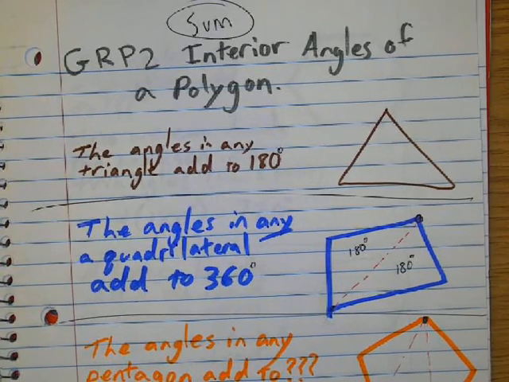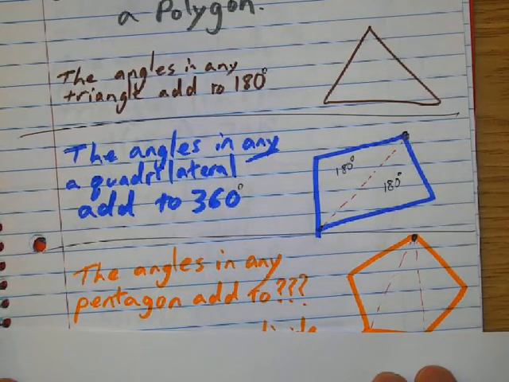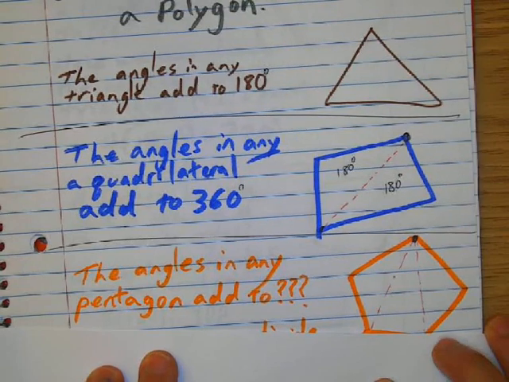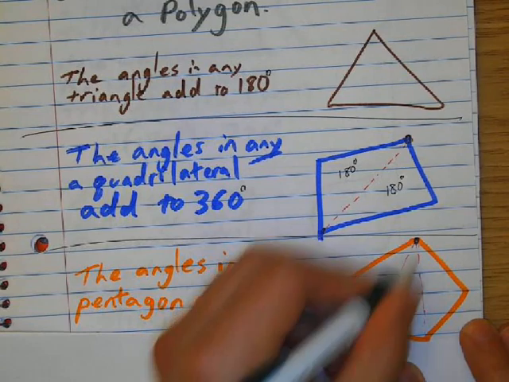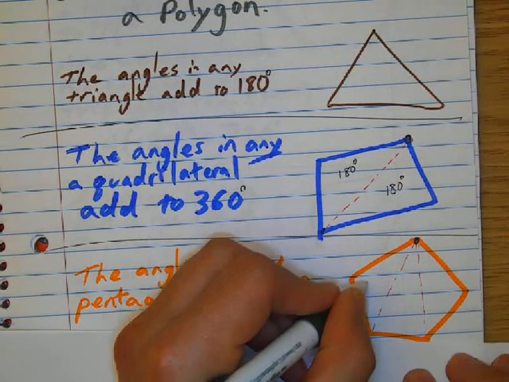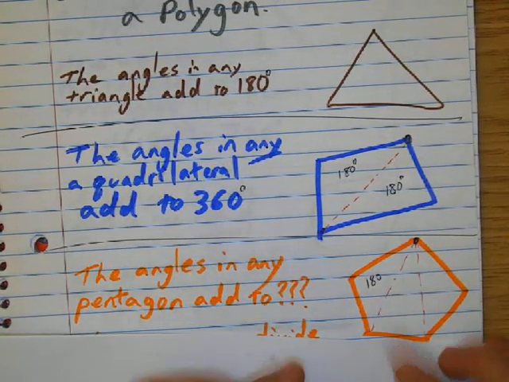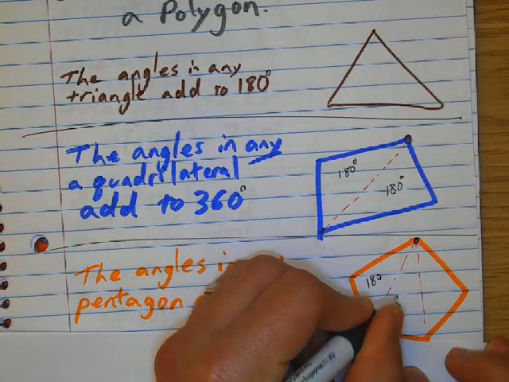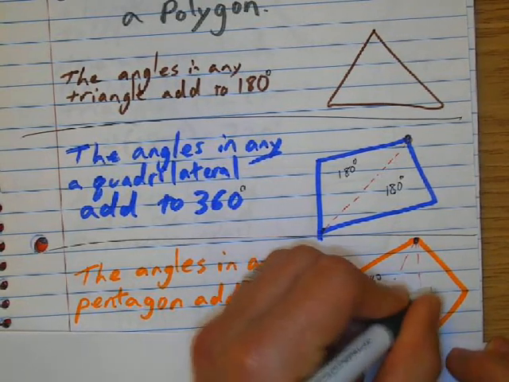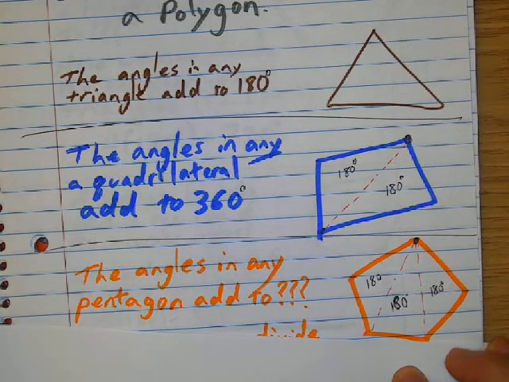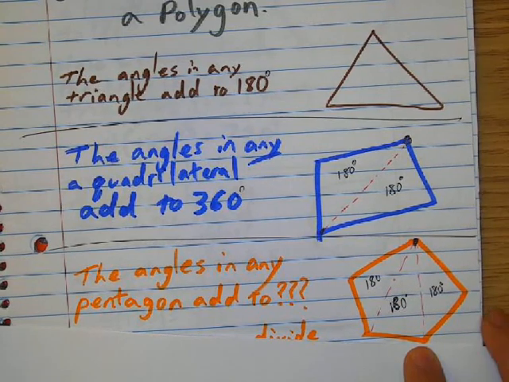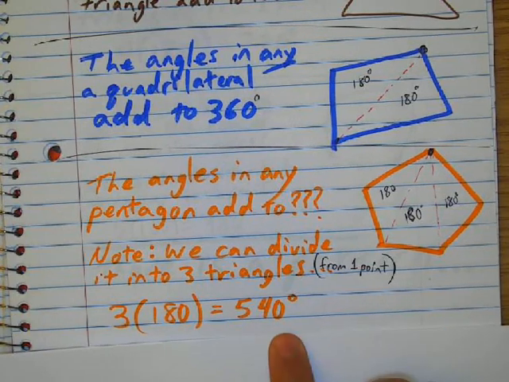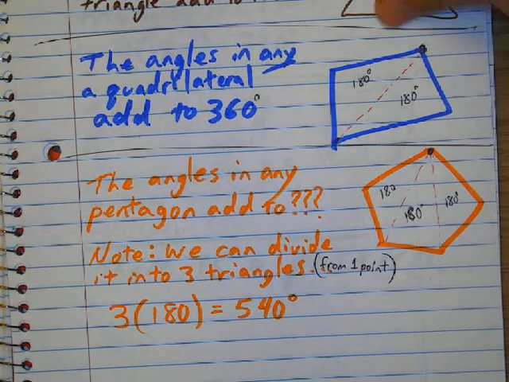Now, what if I want to find out the measurement of all the angles together of a pentagon? Well, from one point, I can divide a pentagon into 3 triangles. The angles in this triangle add up to 180. The angles in this triangle add up to 180. And same thing here, add up to 180. So to figure out the sum of all the angles in a pentagon, I can multiply 180 times 3, and I get 540.